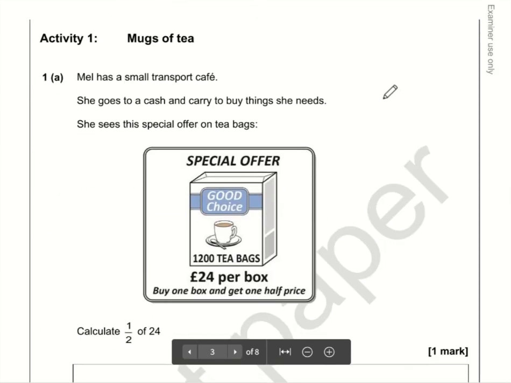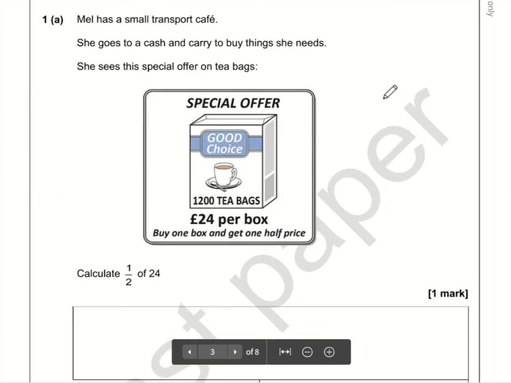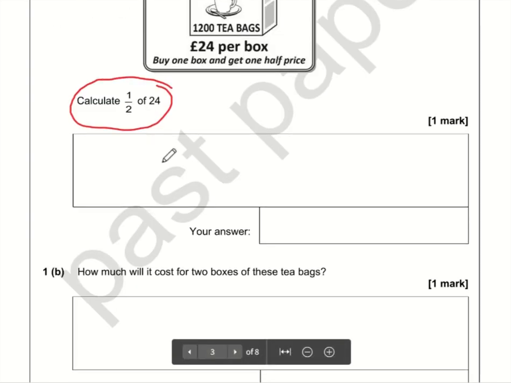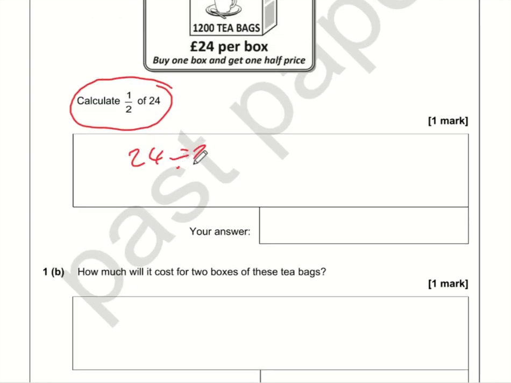So let's get started. Let's take a look at question 1A. We can just home in on this bit here, which is: what is a half of 24? Well, a half of 24 is 24 divided by 2, which is 12.